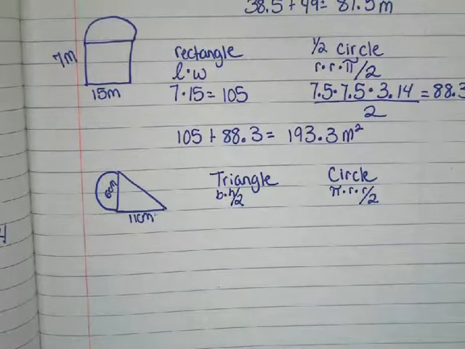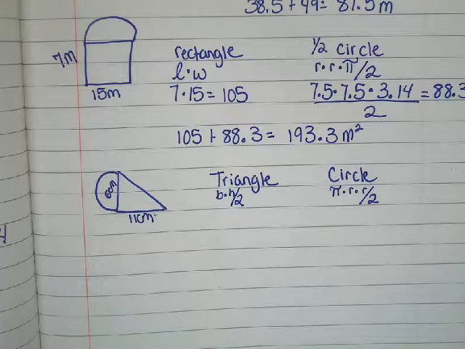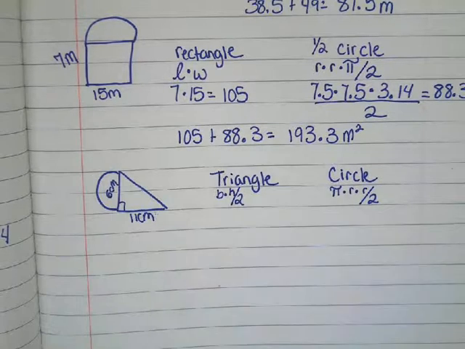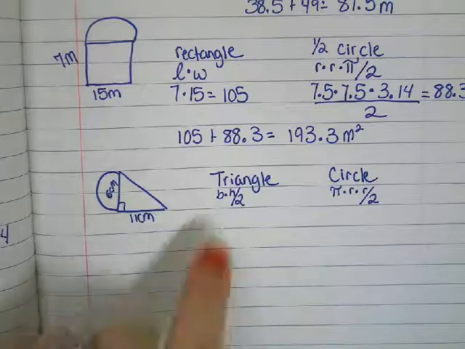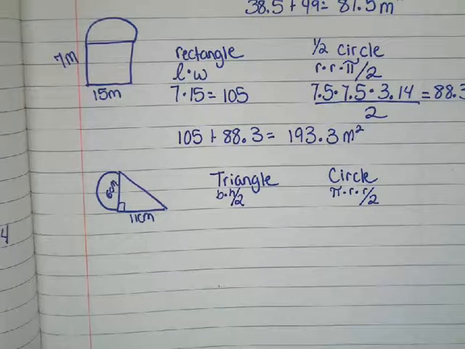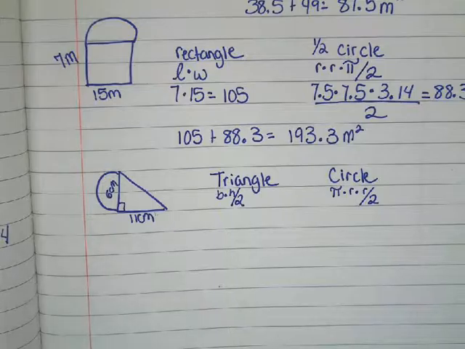Base is 11, right? For the triangle? No. For a triangle it's base times height divided by 2. So your base is 11 times your height, which is 6. 66 divided by 2. That's just a triangle. Now you're going to do your circle. So it's pi times r times r, instead of half.